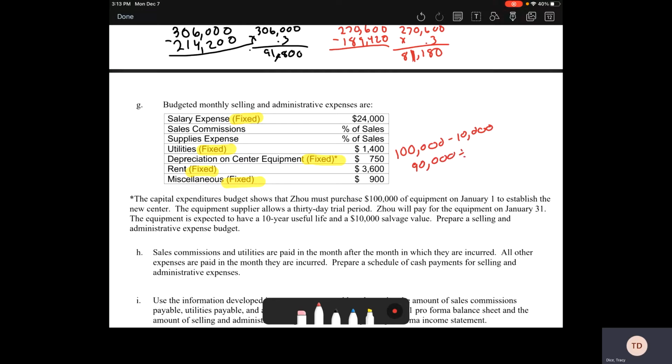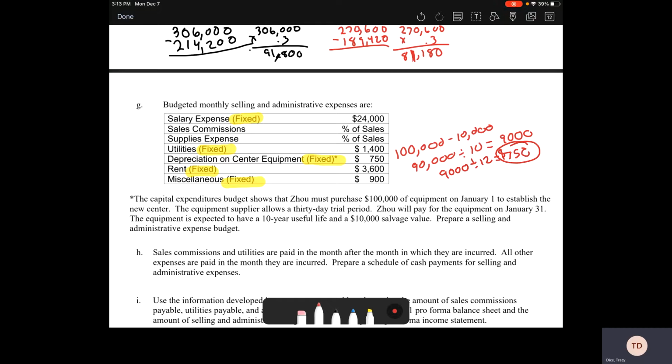And then we divide that by our useful life, which is 10 years, to get that this is going to depreciate $9,000 every year. But now we're starting at the beginning of the year, so it's going to depreciate for 12 months every year, which then gives us that depreciation expense of $750. So that's just a refresher on how we find that.